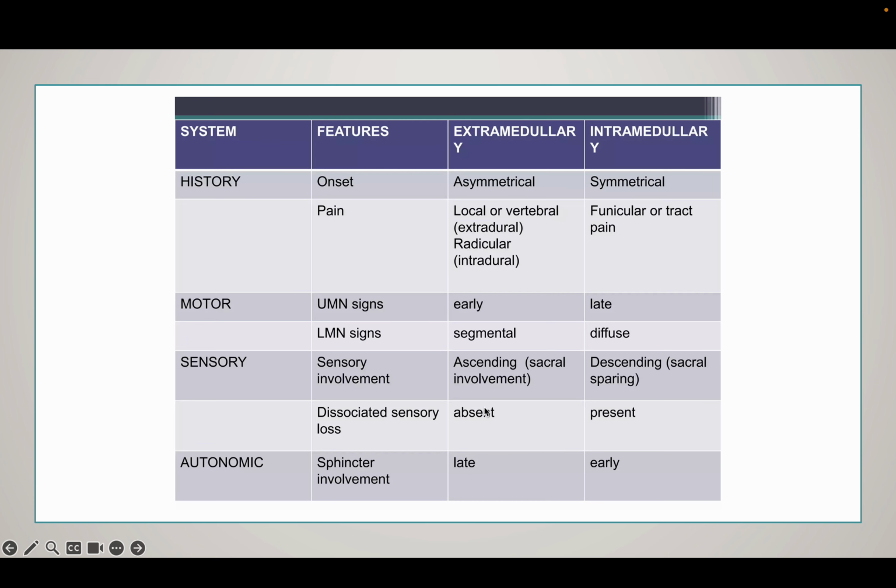Dissociated sensory loss is where the spinothalamic tract is involved and the posterior column is not involved. Generally, extramedullary lesions involve both tracts, whereas intramedullary lesions generally involve the spinothalamic tract more than the posterior column. That is why dissociated sensory loss is there. Autonomic symptoms, like bladder symptoms, are late in extramedullary lesions and early in intramedullary lesions.